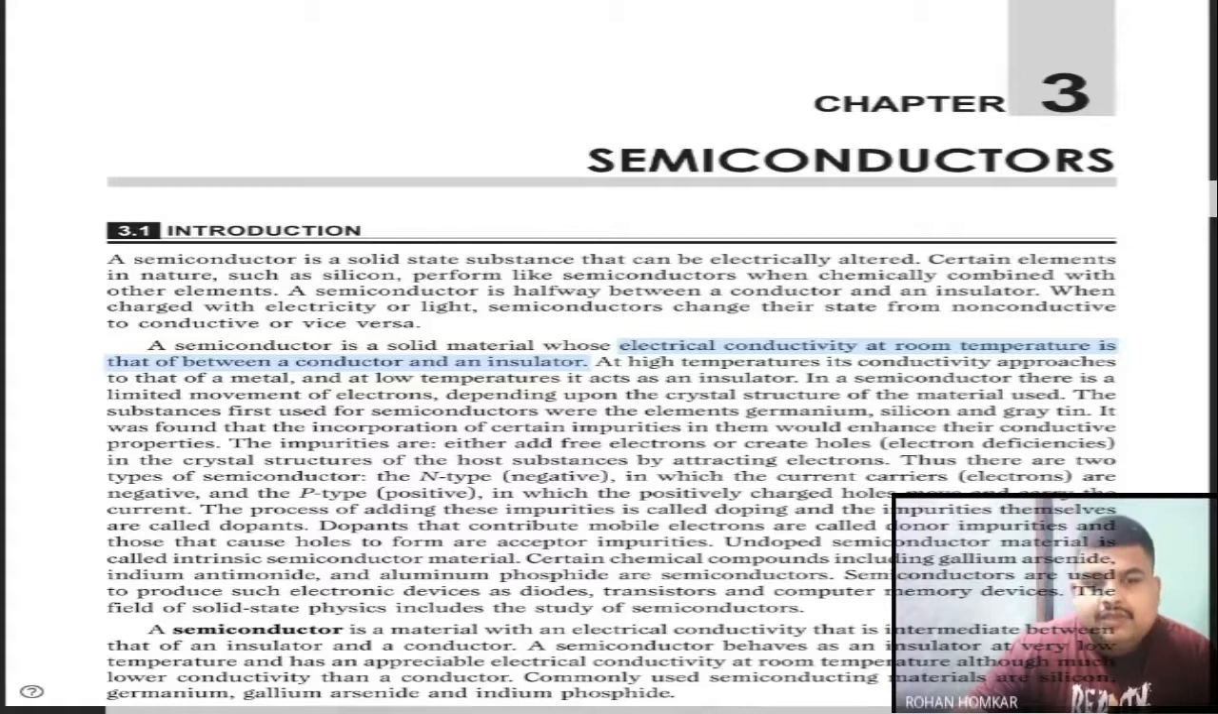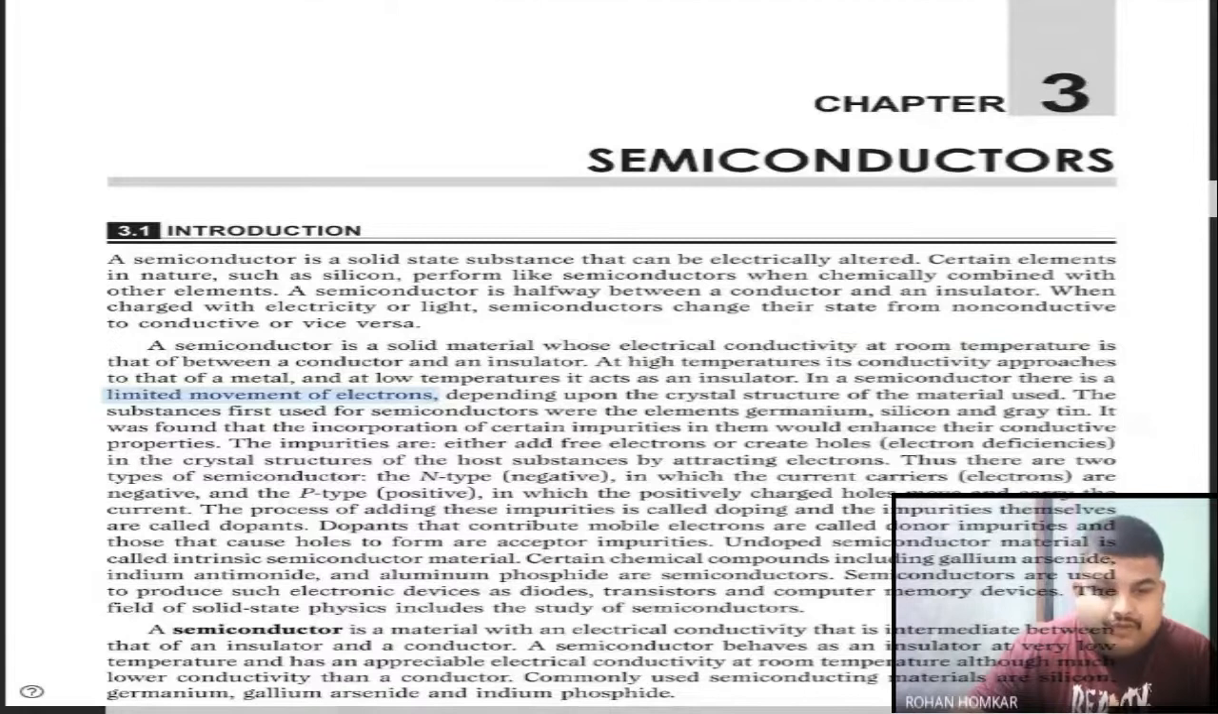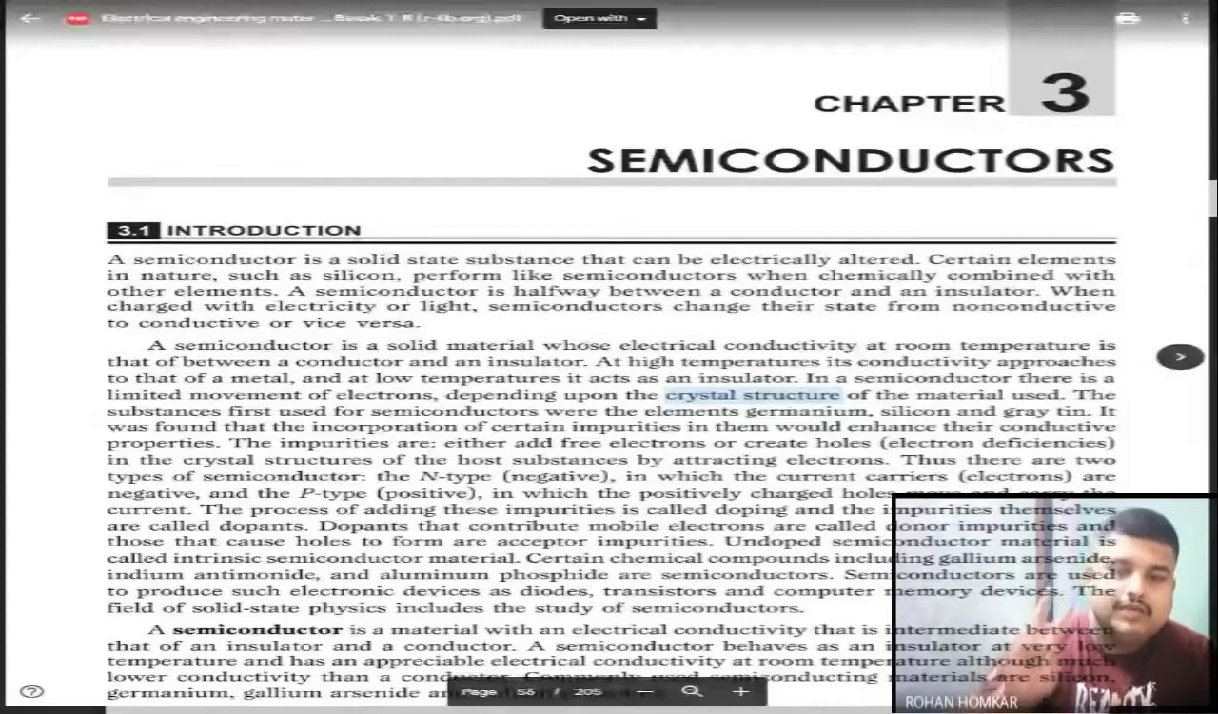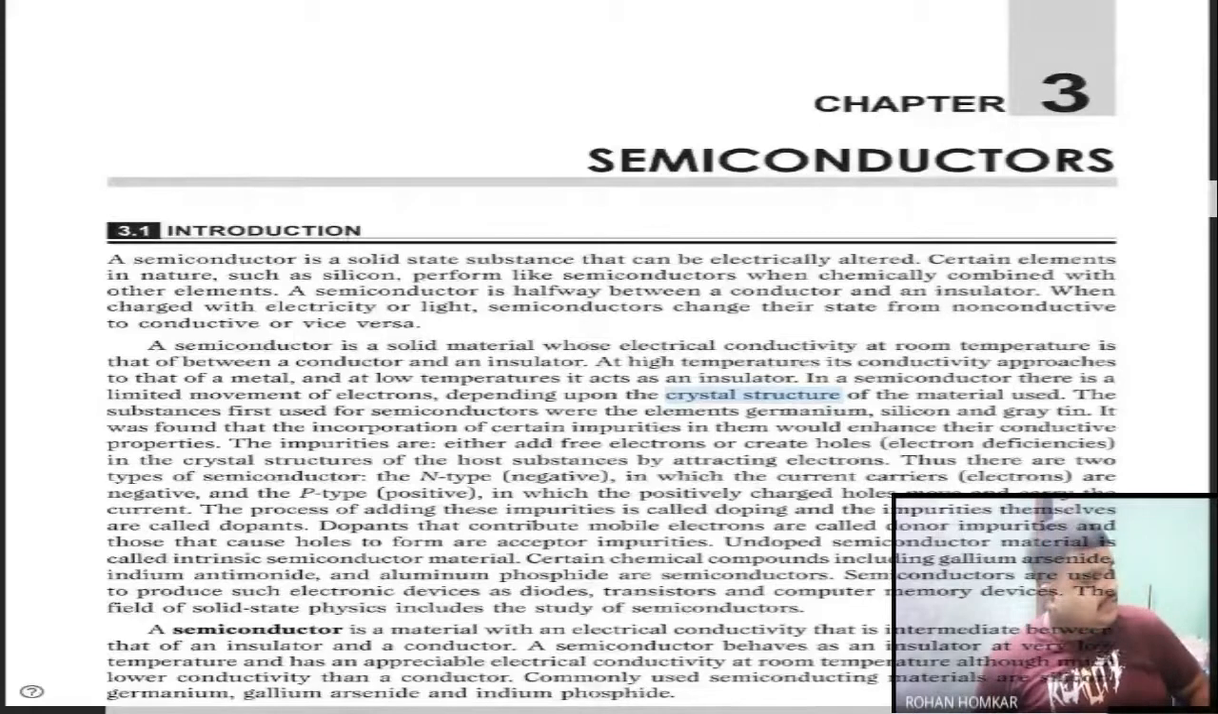Now in a semiconductor, there is a limited movement of electrons. Okay, limited movement of electrons. And why is this movement limited? Because it's dependent on the crystal structure of this particular material. So now we have two types of this semiconductor material. The first one is called an intrinsic semiconductor. Now what is the meaning of intrinsic semiconductor? An intrinsic semiconductor is like a pure semiconductor. Okay, it's the purest form of semiconductor. And the second one is extrinsic.